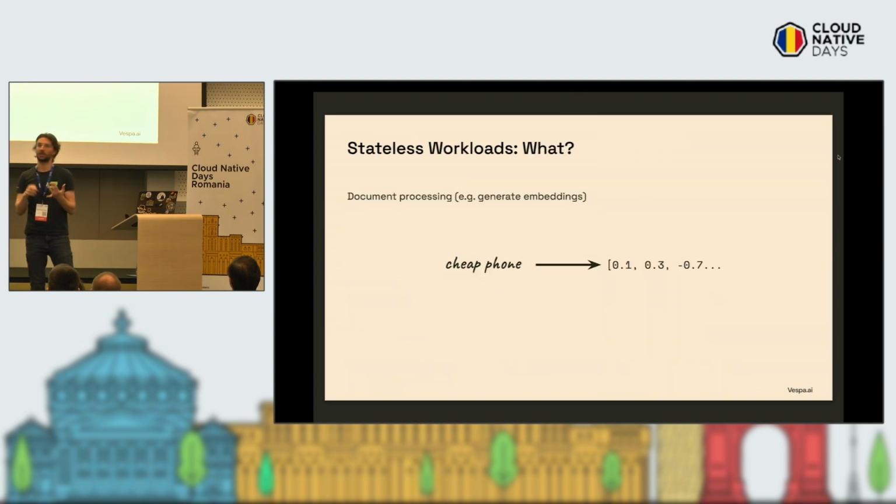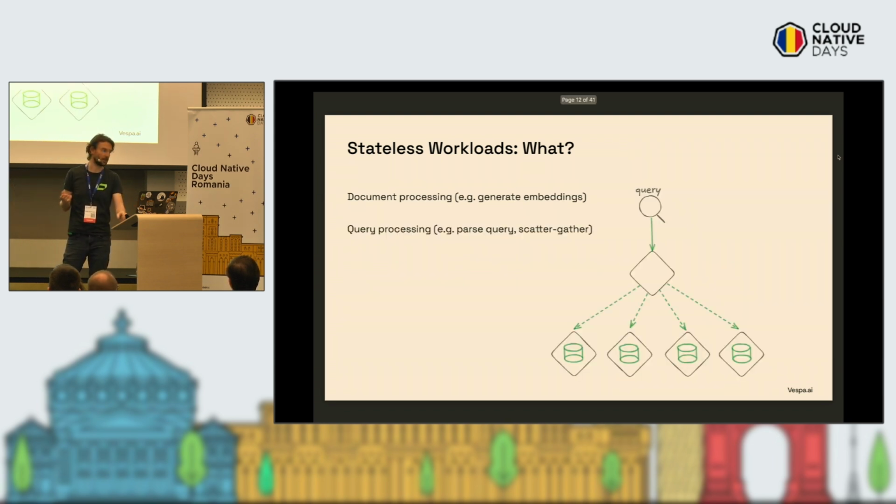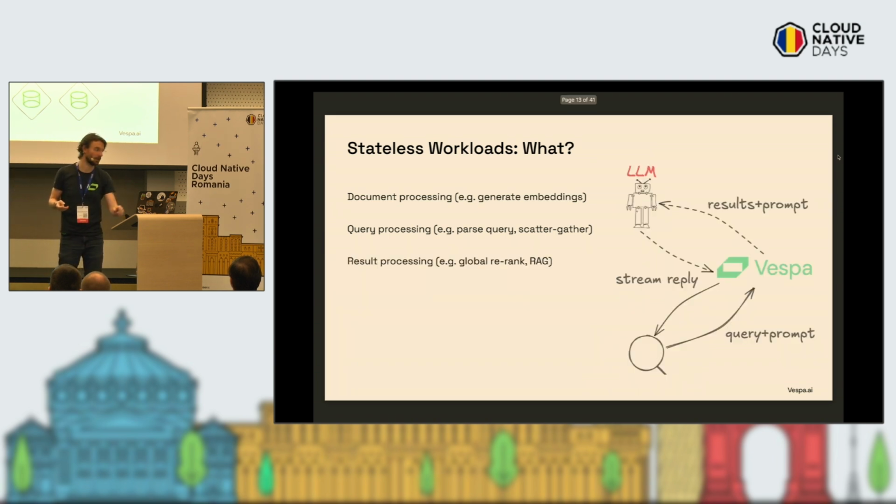Okay, so stateless workloads. Let me give you a few examples. We have some documents coming in. We may want to create embeddings, right, to do vector search. That is stateless processing. We have a query coming in. We have to distribute that query to all the nodes holding data and then get the partial results, merge them into a final result to the client. That is also stateless processing. For results, we may want to forward them to an LLM and then do retrieval augmented generation that way. That is also stateless processing. With Vespa, for example, that LLM could be local, so that, again, is significant load if you also host the LLM yourself.